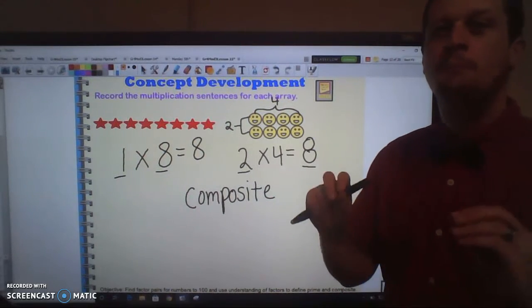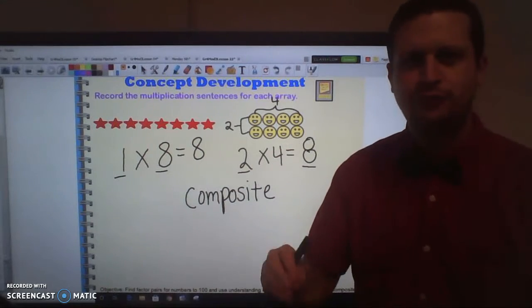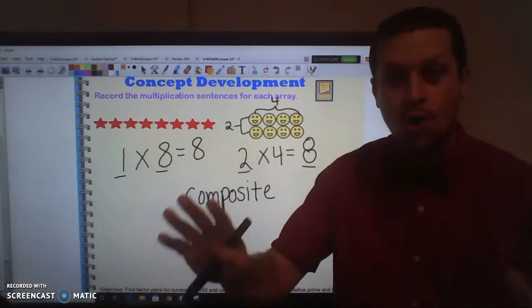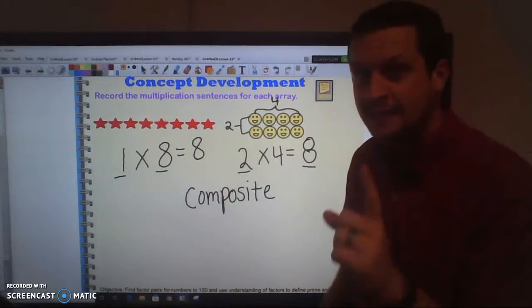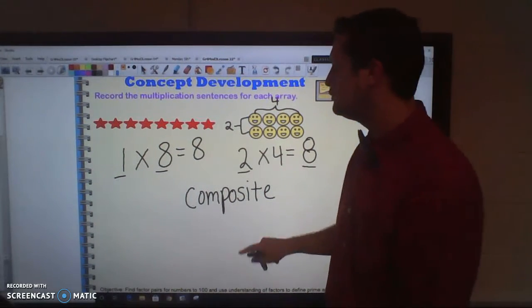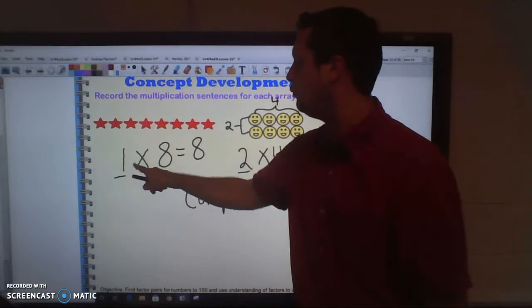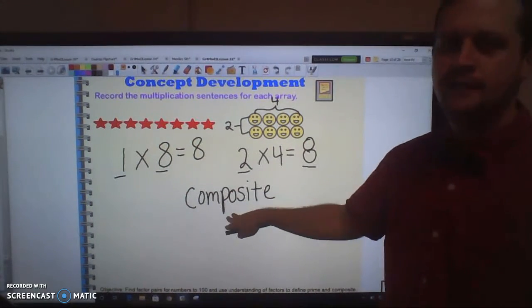So again, more than 2 factors, it is composite. Do you think that's important? Yeah, big time. Okay, so more than 2 factors, it is composite. So it has a total of 1, 2, 3, 4 factors. So this 8 is a composite number.